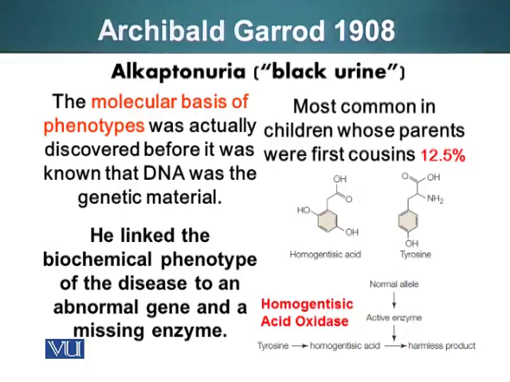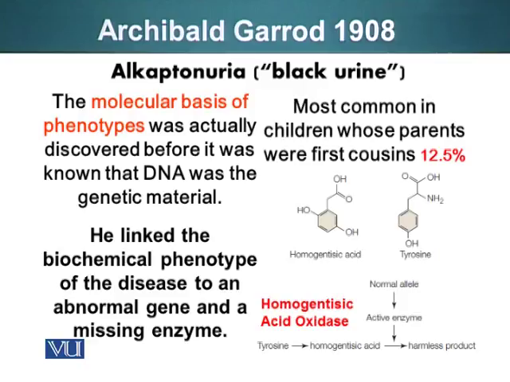It so happens that the molecular basis of phenotypes was discovered before it was known that DNA is the genetic material. We will start with the experiments of Archibald Garrod. In 1908, he was studying a disease called alkaptonuria, or black urine disease.